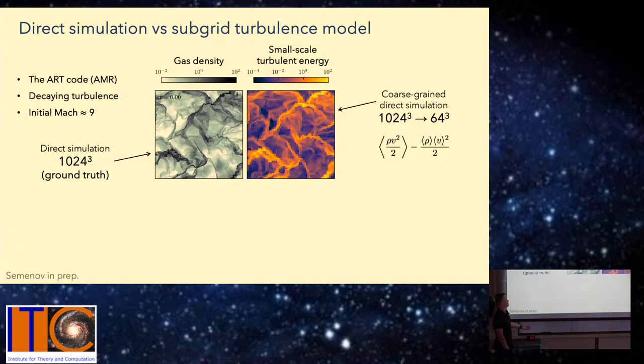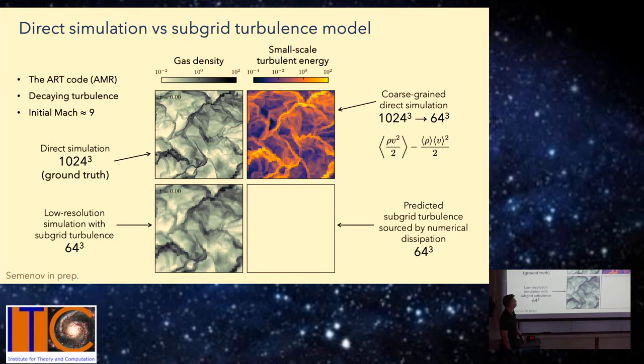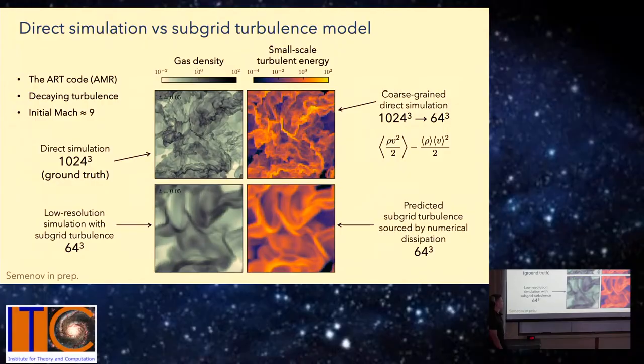And this is, for example, how it performs compared to direct simulation. So this is a simulation of decaying supersonic turbulence, where we can resolve the turbulent cascade down to small scales, then coarse grain it and compute how much turbulent energy is in small scales. Then we can run a low resolution simulation and try to predict what the distribution must be. And this is what this model gives.